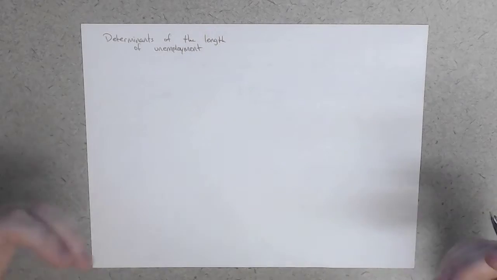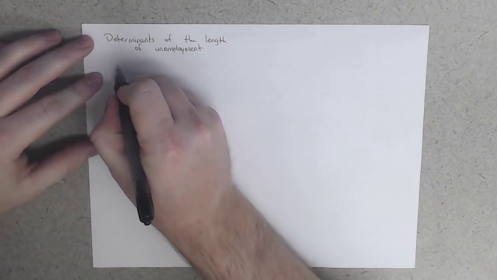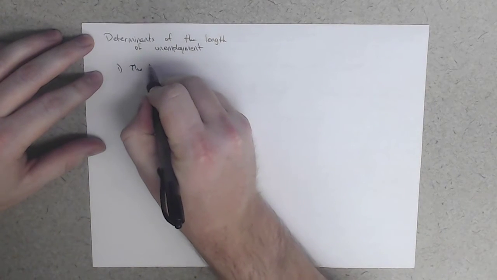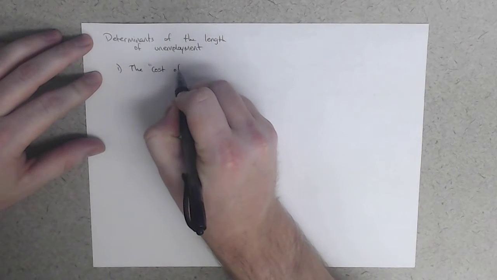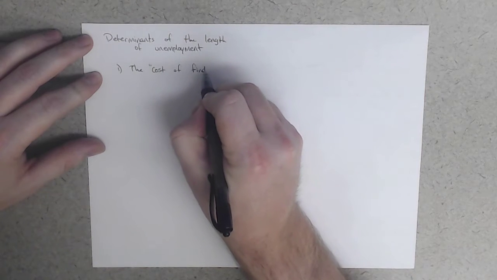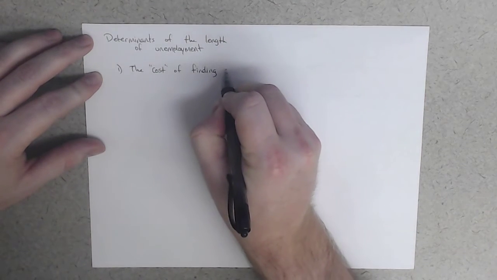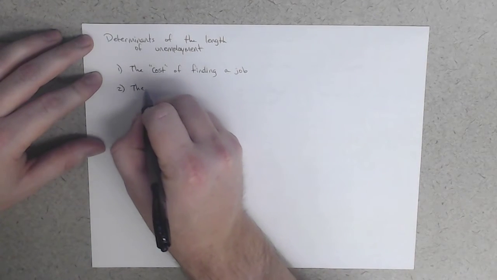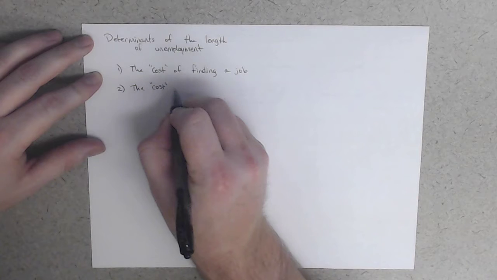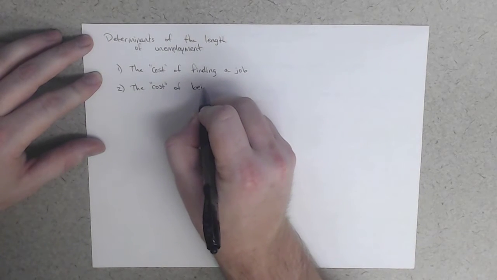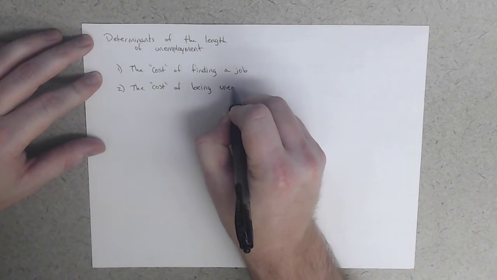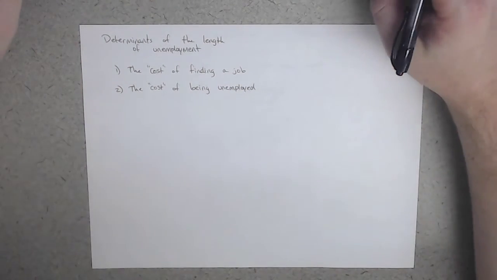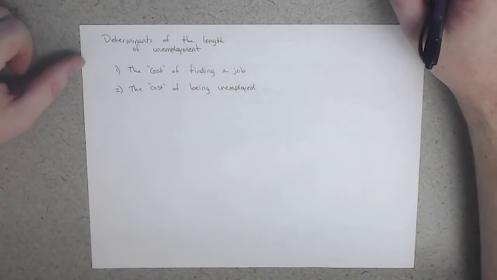And so there are two broad overarching categories that we can think about. The first one is the cost of finding a job. And the second one is the cost of being unemployed. Okay, and so let's talk about these one by one.